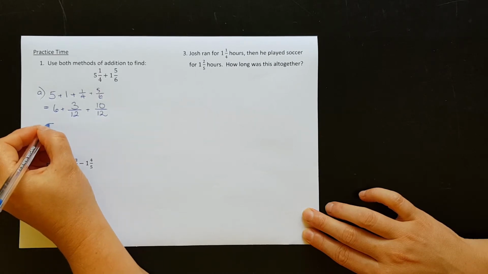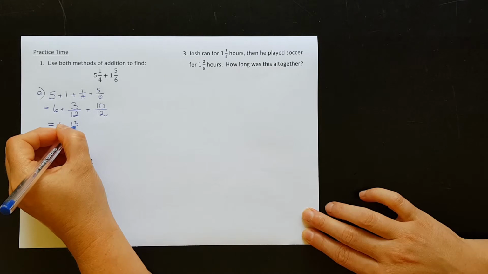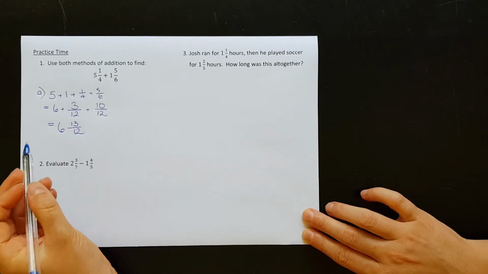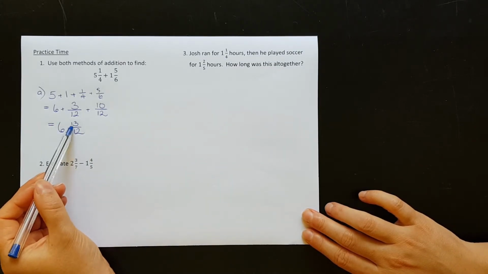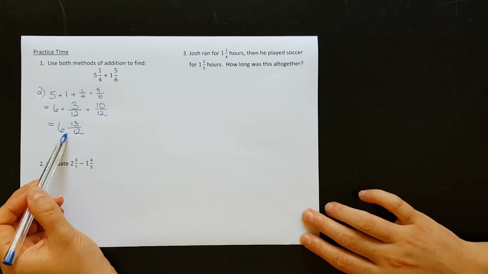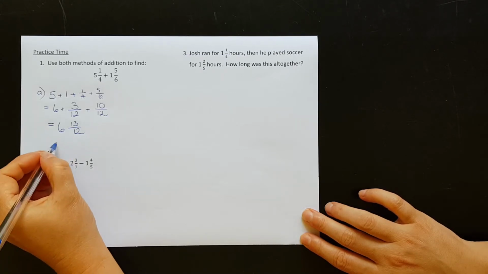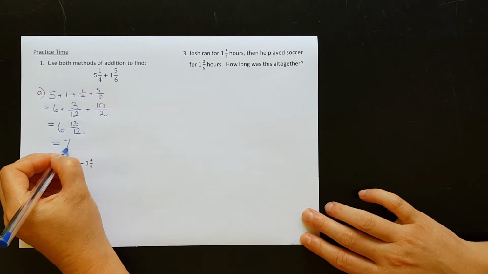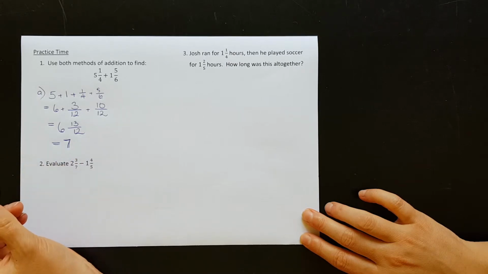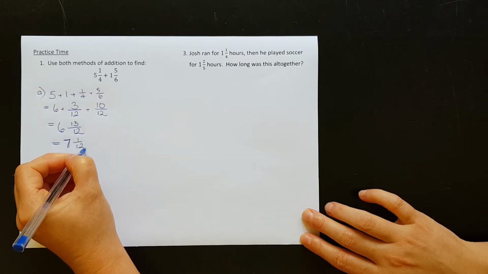Adding those fractions together, 6 is out the front, 3 plus 10 is 13 over 12. Now for this situation, we've actually got an improper fraction here. That actually means there's another whole that could be taken out of here. If I take a 12 out of this 13, that would give me another whole number, making it 7 wholes, and there would be a 1/12 left.